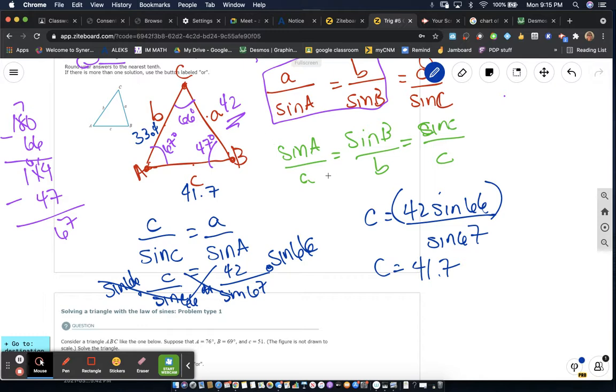So the only time you want to use this, you guys, is when you have a triangle that isn't right. Use trig for all your right triangles. Use this for not right triangles. Okay, we're going to try another one.